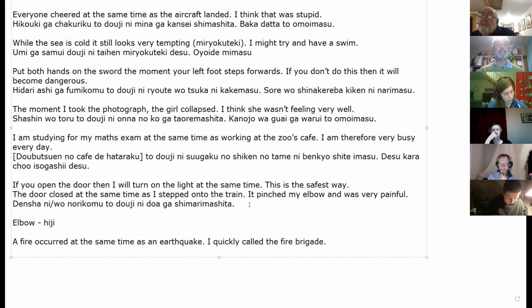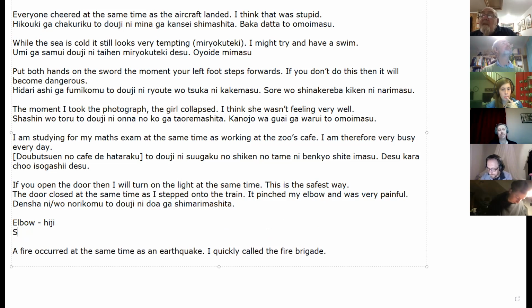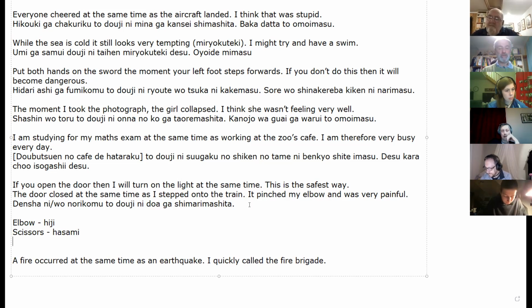And then pinch. The word scissors. I've written it down for like 30 years, and I have to think for a second how to spell it. The word scissors is hasami, which is a nounification of a verb meaning to pinch, which is hasamu. Okay, that sounds like it's a group 1 verb. It is indeed. In fact, it has to be. There's no other way it can be.